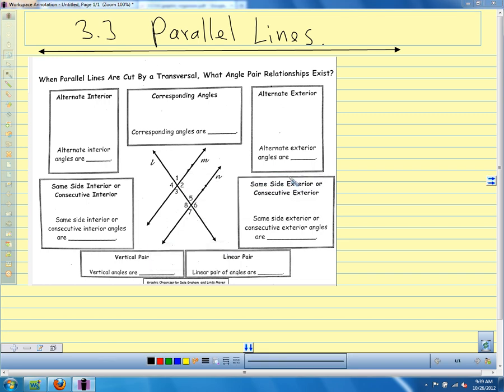So we're on the side where it says when parallel lines are cut by a transversal, what angle pair relationships exist. So we're going to be filling in all these boxes on our graphic organizer. Before we start filling in boxes, we need to know a couple of things. Our picture here, we have some lines.